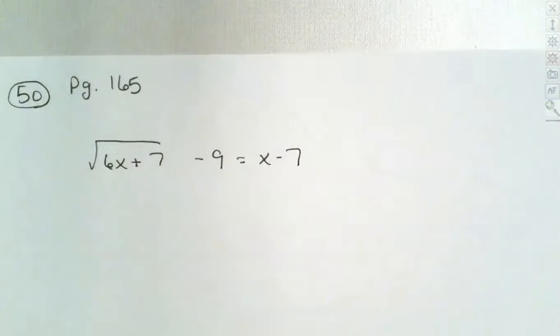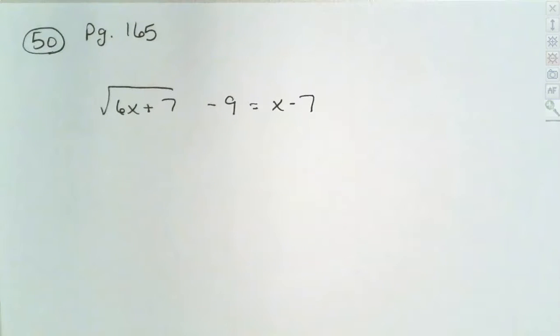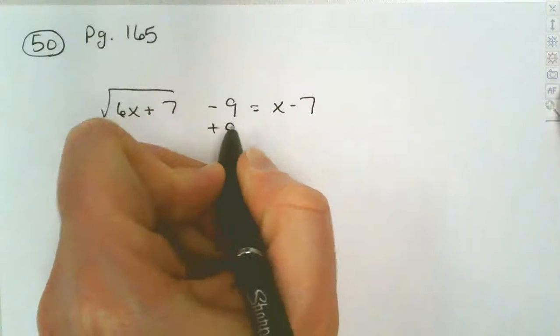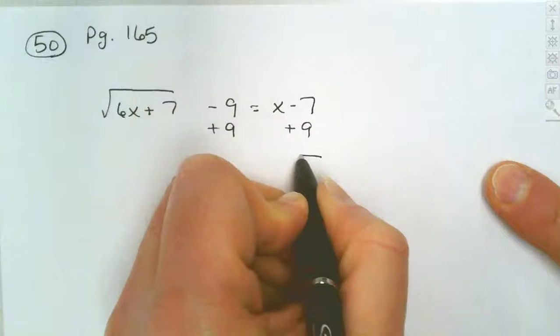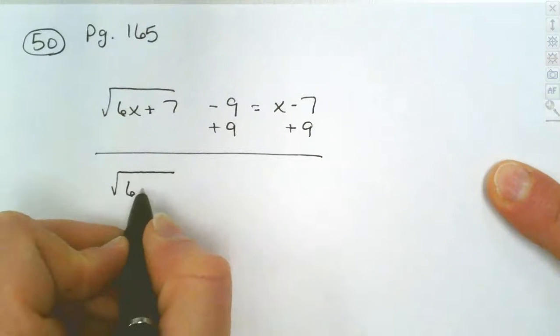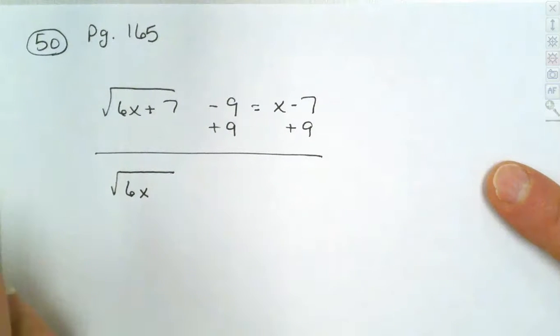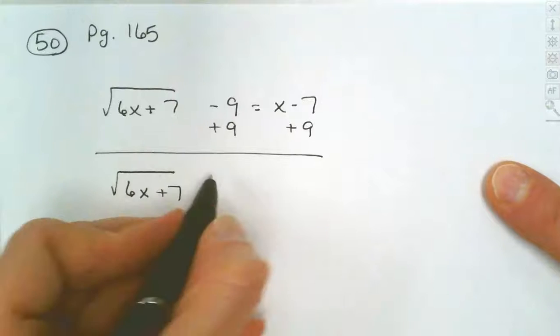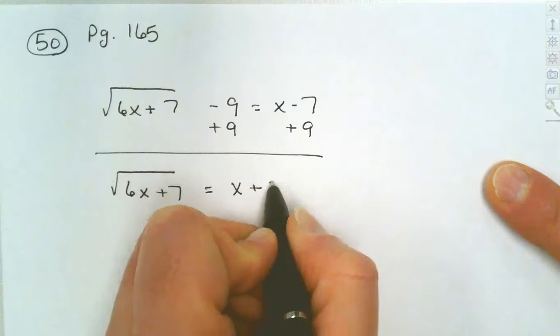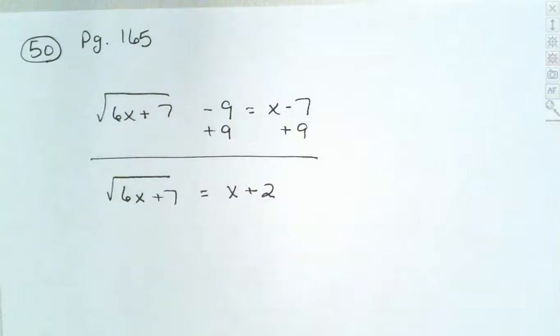Okay, so what do we need to do? Well, we need to get this square root by itself. So that means I've got to move that 9 over with addition. And then that leaves me with the square root of 6x plus 7 equals x plus 2. Is everyone okay with that? So all I did was slide those over.